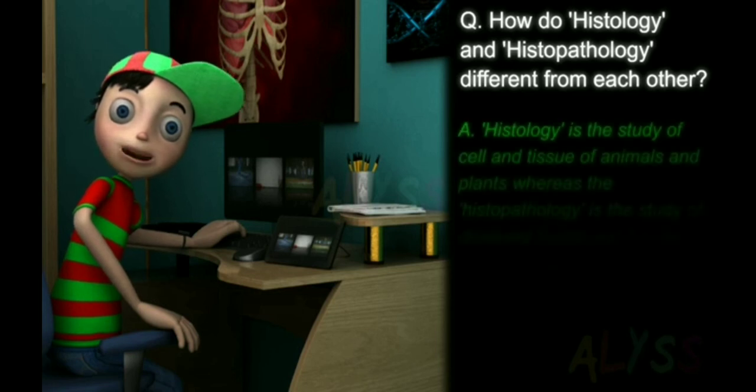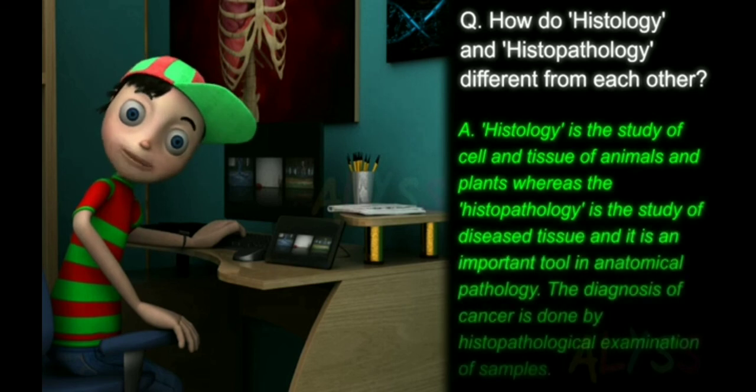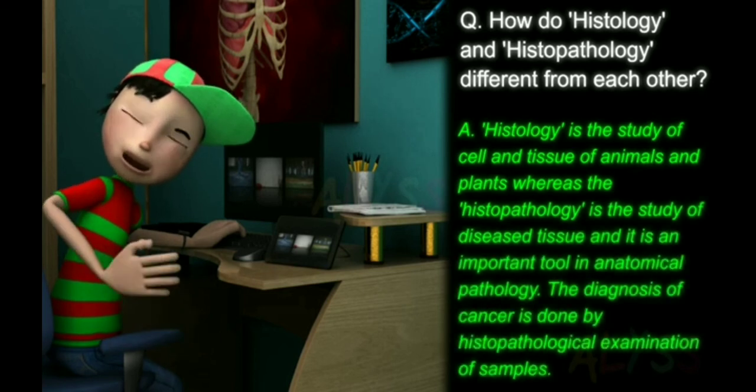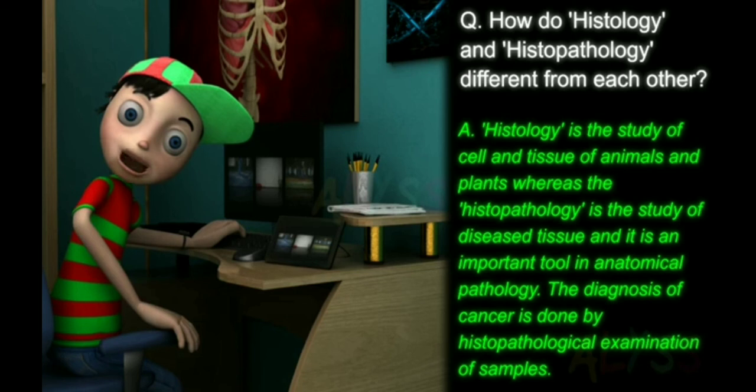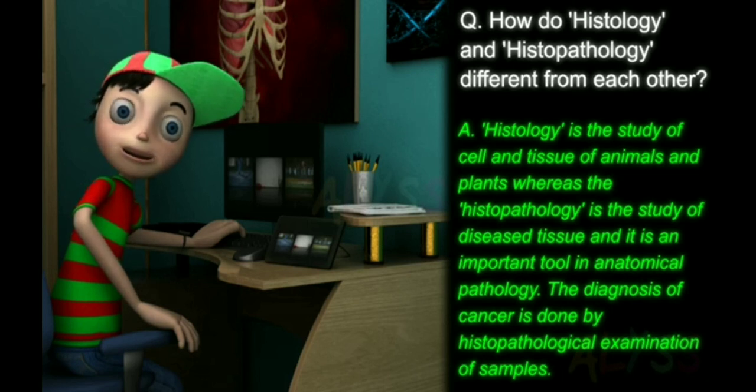How do histology and histopathology differ from each other? Histology is the study of cells and tissues of animals and plants, whereas histopathology is the study of diseased tissue and is an important tool in anatomical pathology. The diagnosis of cancer is done by histopathological examination of samples. Hope this is clear.